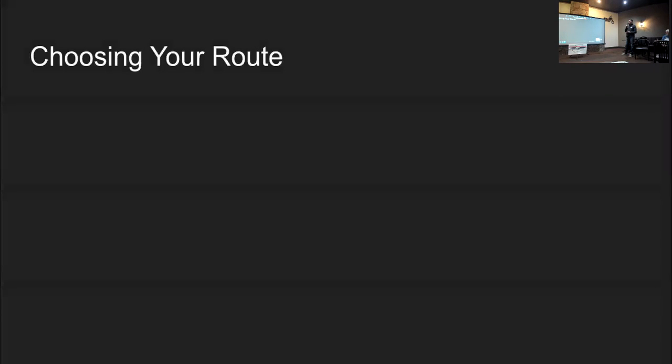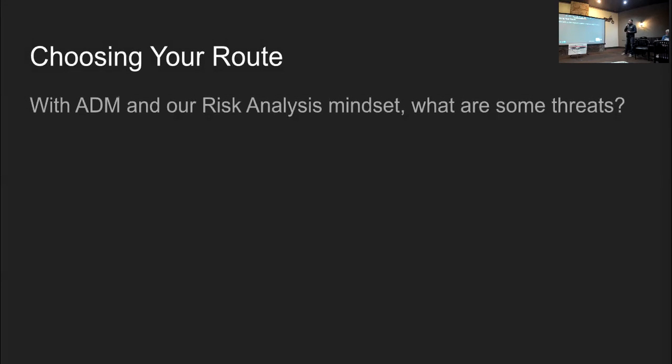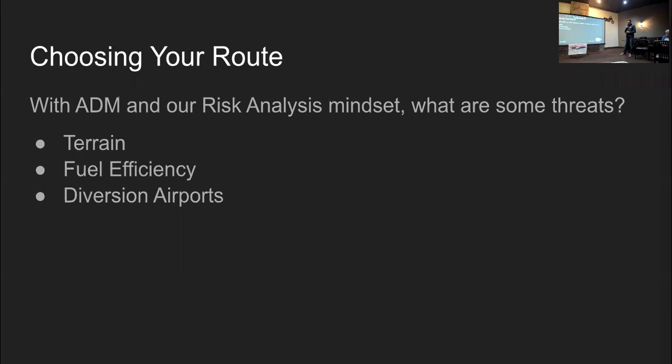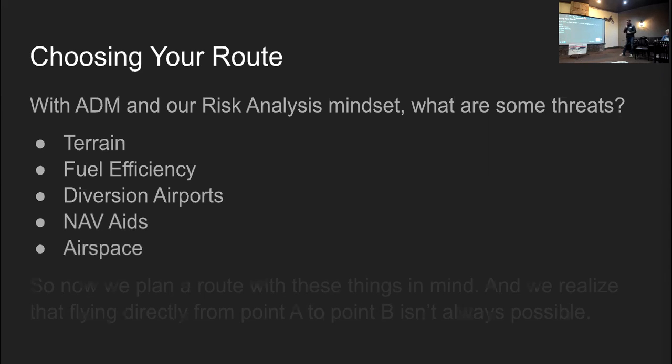So again, moving on with choosing our route here. Let's go back to talking about aeronautical decision-making and our risk analysis mindset. What are some threats when it comes to choosing our route and how we're going to mitigate those? So we've kind of mentioned some of these earlier. We got terrain, fuel efficiency, diversion airports, nav aids, airspace.